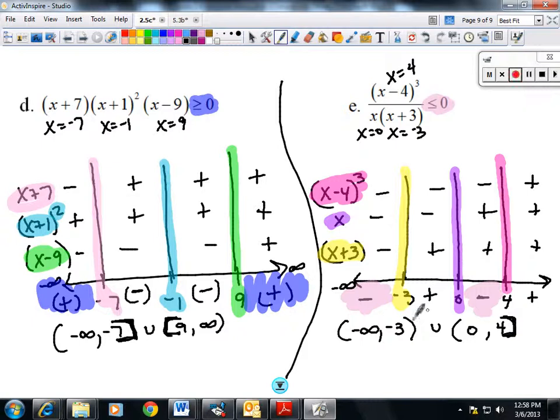Now the question is, am I going to put brackets around the negative 3 and the 0? Can it be negative 3? If it's negative 3, I'm going to get a 0 on the bottom and it's undefined. What about at 0? If it's 0, I'm going to get a 0 on the bottom and it's undefined. So I cannot put brackets here and here. That's where it gets tricky right there. That might give you some trouble.